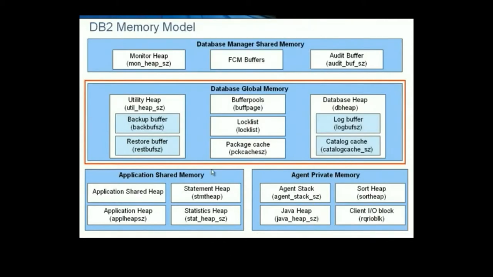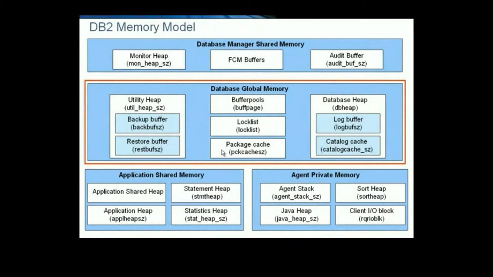Next, in the database global memory, you have the utility heap, which includes the backup buffer and the restore buffer that are used for backup and restore operations. Then you have the log buffer, which is used for logs. It stores all of your logs, which is used for concurrency and integrity of your data.